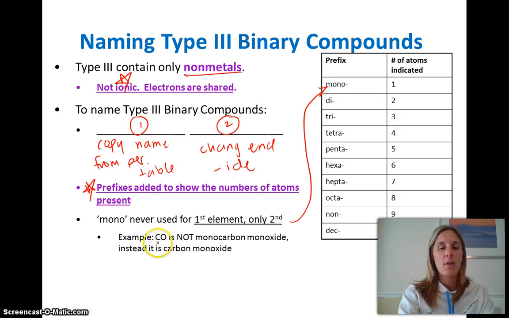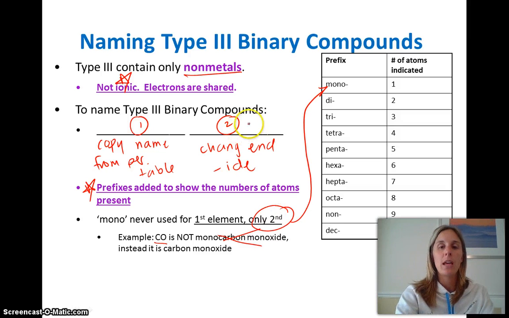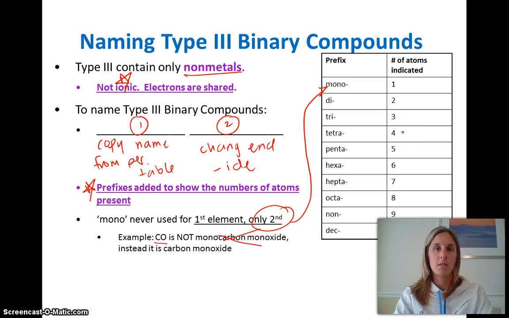If I'm looking at the compound CO, made of carbon and oxygen, the name is not monocarbon monoxide. The name is carbon monoxide. So this mono prefix only gets used for the second element. You would only use it for the second name. That's it. The first name would just be the element name. All the other prefixes, di through deca, get used for both elements. So mono is only used for the second element. All the other prefixes are used for all the elements, first and second. So let's go ahead and give 3 a try.